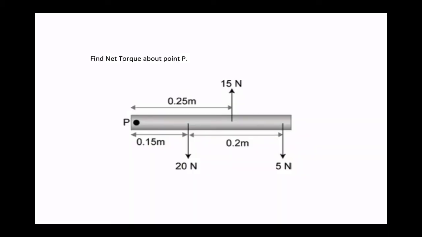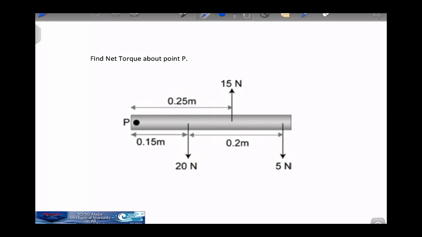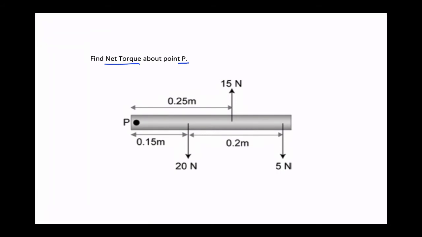We are going to solve a few problems in this video. First problem, find net torque about point P. We have a rectangular object that is pivoted at this point P and three forces acting on this object: 20 Newton, 15 and 5. And we have to find out the net torque by these forces at the point P. Let's review the formula for torque. Tau equals perpendicular force times the lever arm.